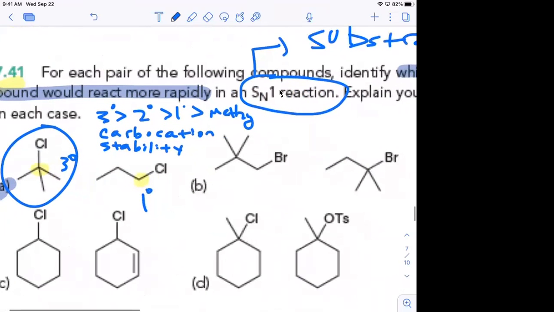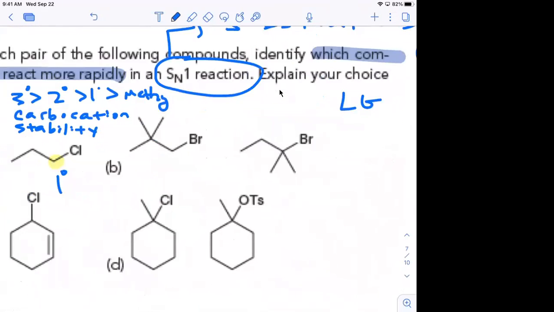All right, let's look at the next one. At B, what do you think? Look where your leaving group is. Look at the structure, the bond order on that carbon. Tell me which one of those is going to more readily form a carbocation, because that's what this question is really asking. The second one. That's a tertiary carbon. So that's going to be faster than this one, which is again, a primary carbon.